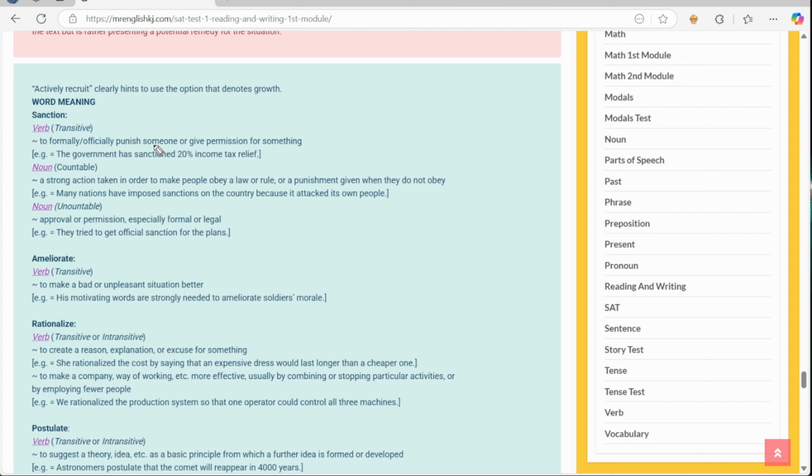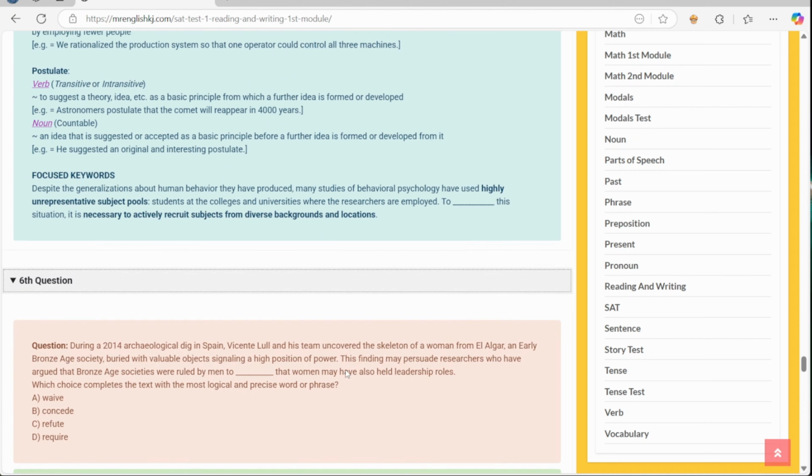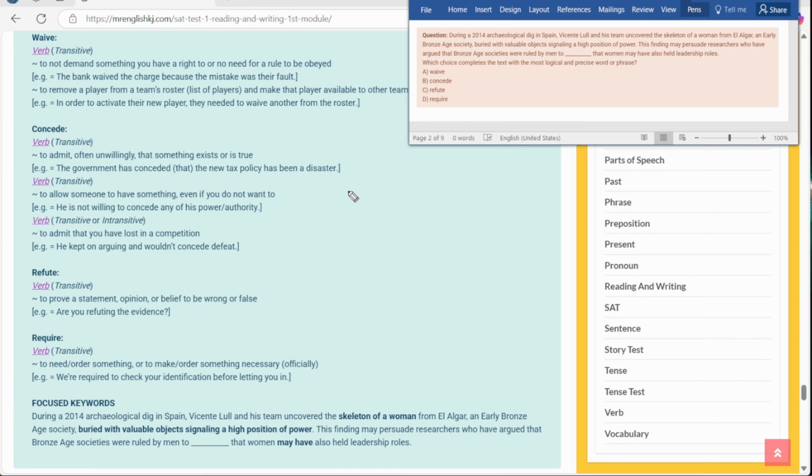Sanction. Well, we know sanction from legal language. A sanction means to formally, officially punish someone, or to give permission over something. No. We get our word. Ameliorate. Six. Pause and try to understand. Okay. Now, here it is telling about an archaeological study in Spain, and they found a skeleton of a woman.